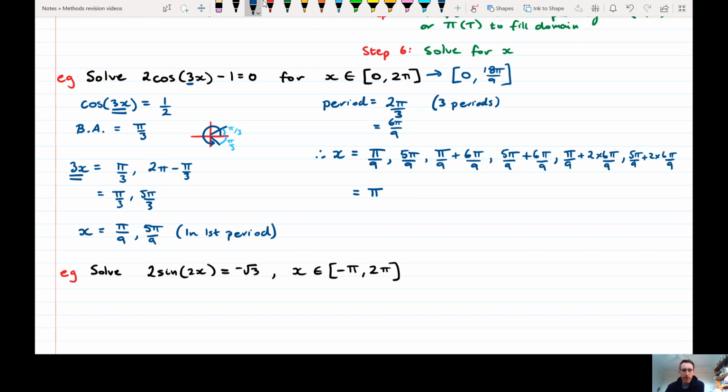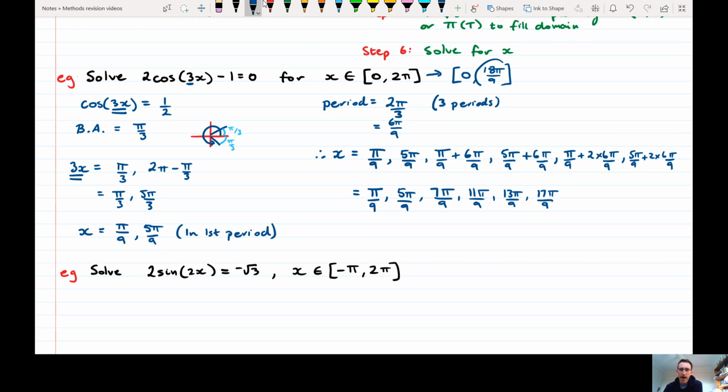Let's simplify all these. So we get pi over 9 and 5 pi over 9. That hasn't changed. That's the same as what we had over here. That's our first period. And now we add 6 pi over 9. So you have 1 pi plus 6 pi gives you 7 pi divided by 9. And the 5 plus the 6 gives you 11 pi over 9. You have 2 times 6 is 12, plus 1 is 13 pi over 9. 2 times 6 is 12, plus 5 gives you 17 pi over 9.